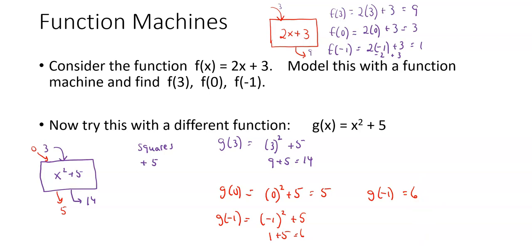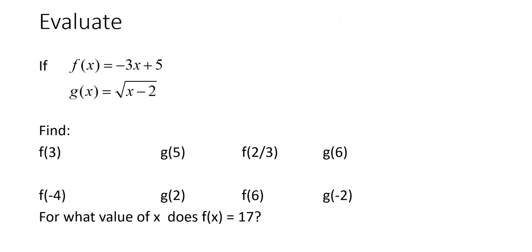Now, functions can be a little bit more complicated than that. We have two functions up here. F of x equals negative 3x plus 5, and g of x equals the square root of x minus 2. So I got a whole bunch of questions down here. Find f of 3, find g of 5, and so forth. Let's tackle a couple of these.